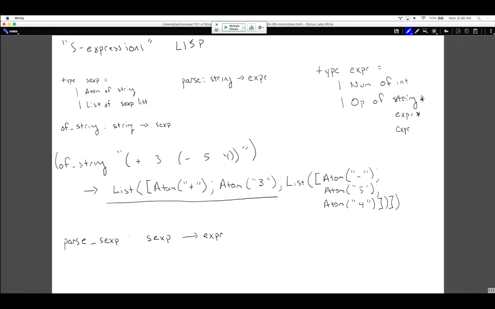Okay, so let's think about writing parse S expression a little bit. Let's just set up this parse S expression function. So parse SX is going to take in one of these S expressions. Any suggestions for how to start writing this? Just let me get a let in front of it. Should I start? Suggestion? Pattern match? Suggestions?